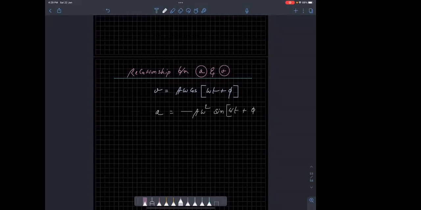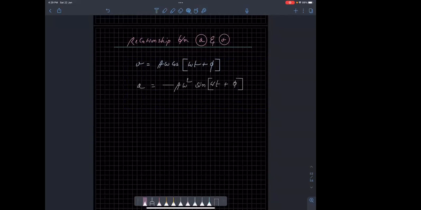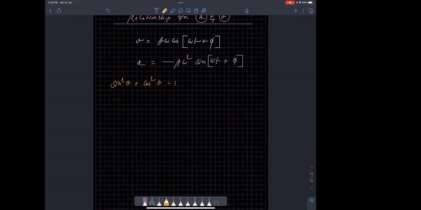Now again here you can eliminate sine and cos. What is the equation which is used to eliminate sine and cos? Always, sine square theta plus cos square theta is 1. That theta can be anything. It can be omega t plus phi also. So according to that, tell me what do you get?